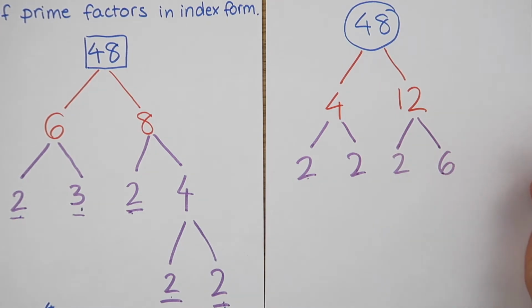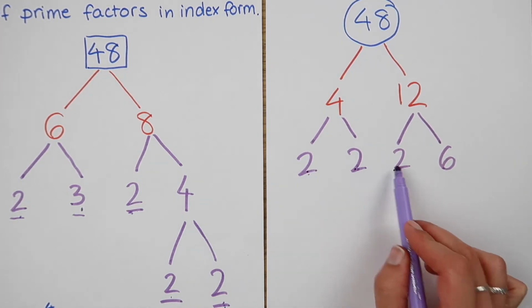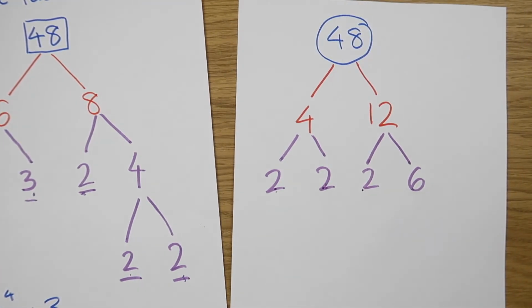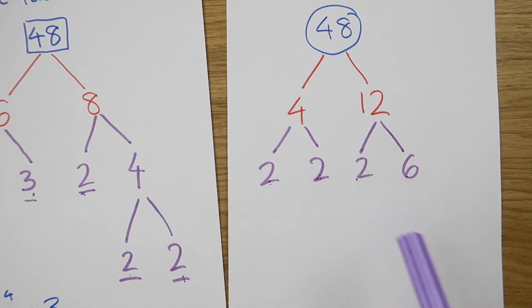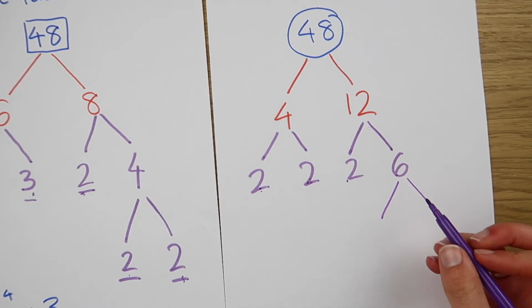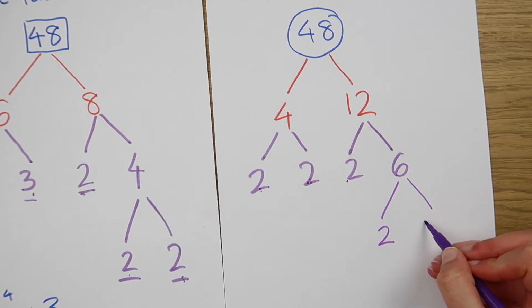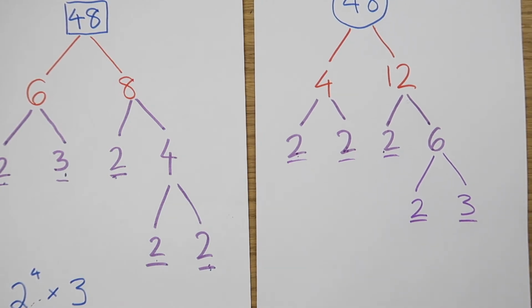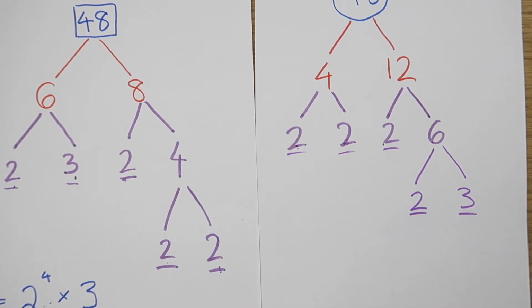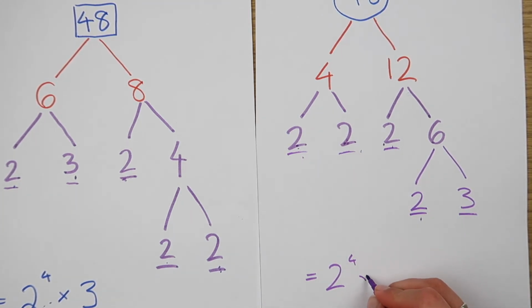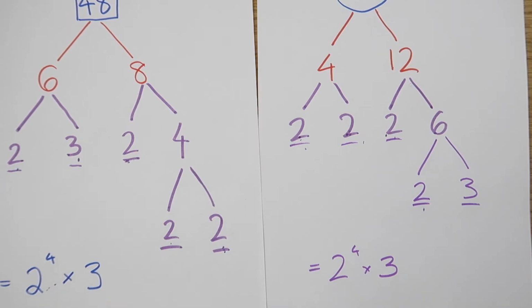I could also do 3 and 4. At the moment I've got 3 2s, so I'm getting close to having 4 2s. And because 2, 2, 2, all those 3 are prime factors, my final step is to take the 6 and break that down further into 2, 3. Now, if I was going to put that in index form, I will have 2 to the power of 4 because 1, 2, 3, 4 2s, times 3, and there's only one lonely 3.